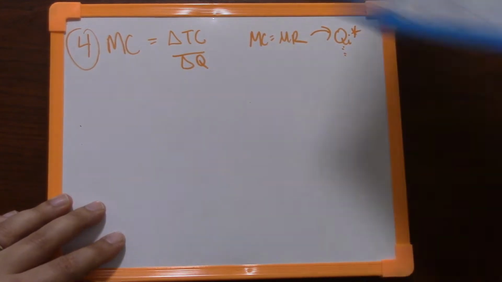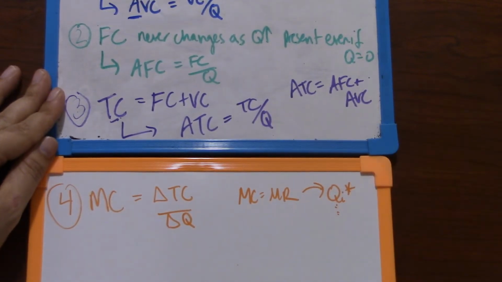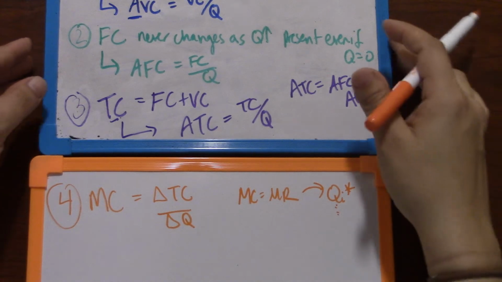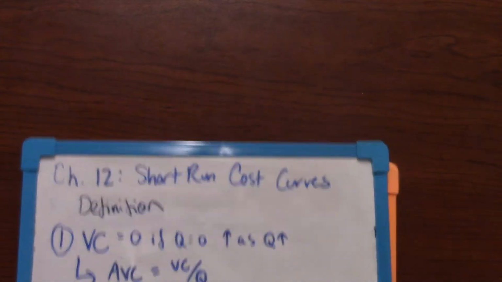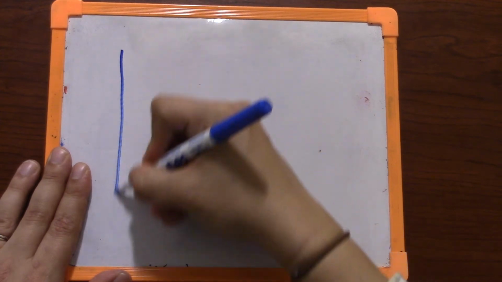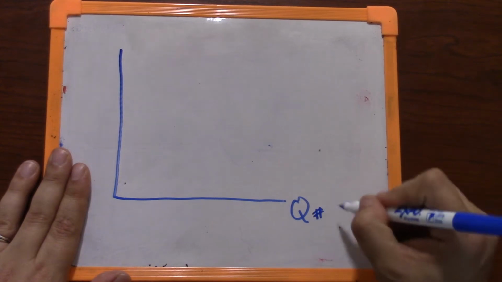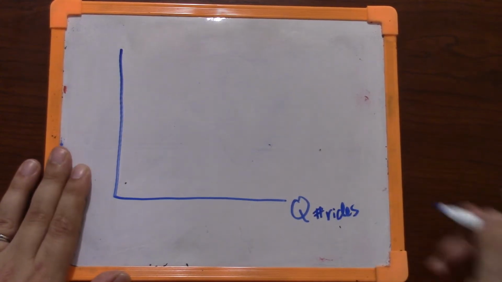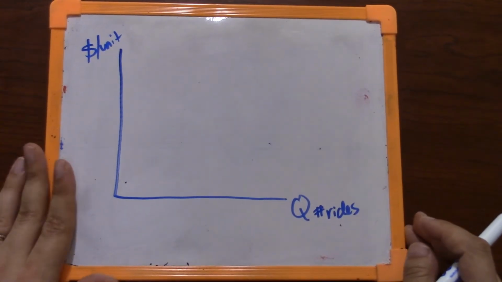Okay, so now that we have these 4 definitions, average variable cost, average fixed cost, average total cost, and marginal cost, we're going to talk about what they look like in the graph. You can graph each of these 4 curves in quantity and price space. So quantity, if we're talking about our Uber driver, is the number of rides they give. And then all of our costs are in dollars per unit. So the cost per ride.